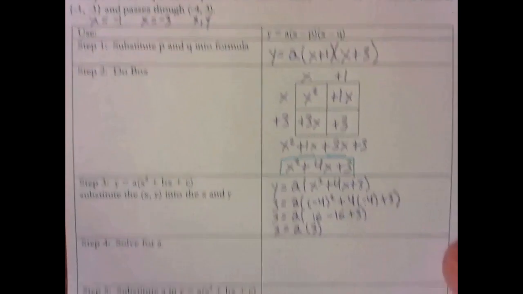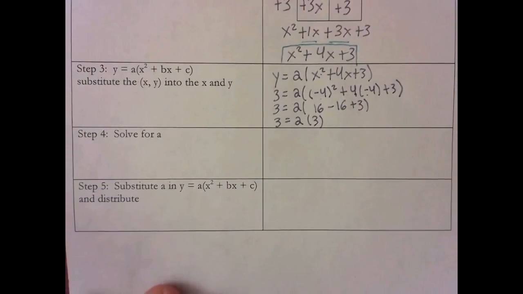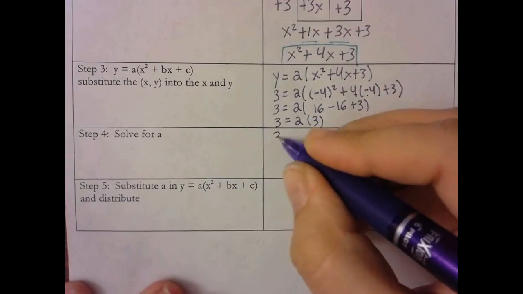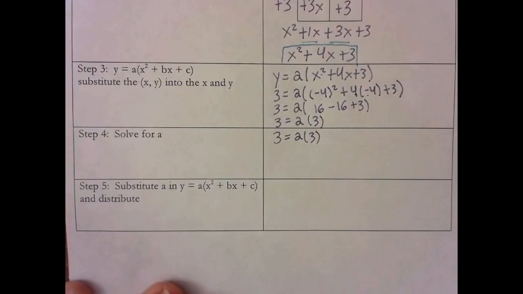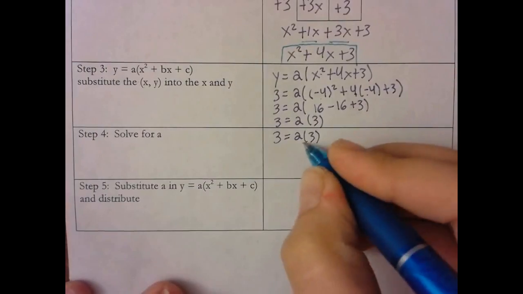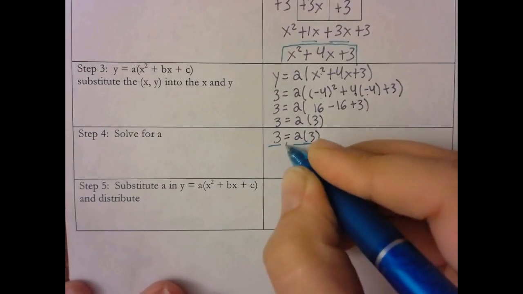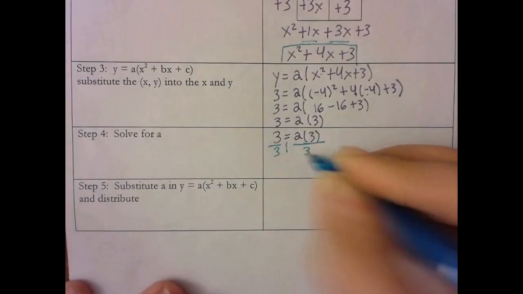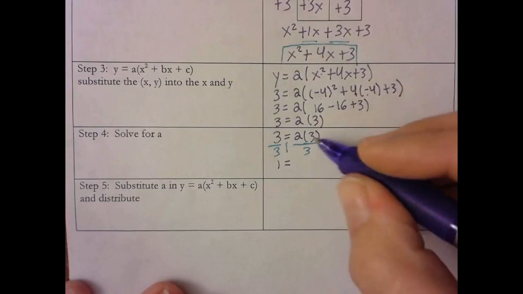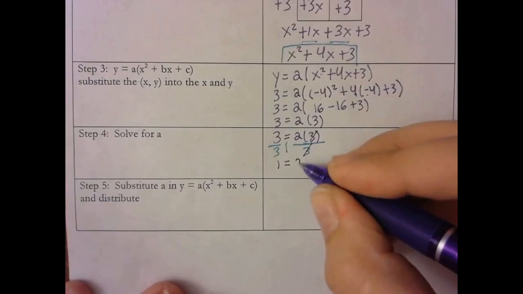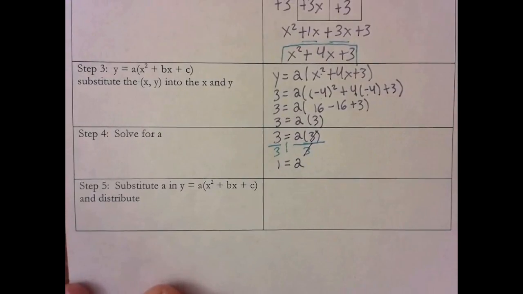All right, step 4. We need to solve for a, so I'm going to rewrite what I just had. 3 equals a times 3. Well, to get a by itself, what do you need to do? I need to divide by 3. 3 over 3, that's 1. And the 3's cancel over here, so we get 1 equals a. Cool, we are so close to the end.